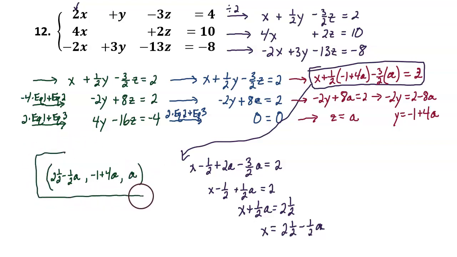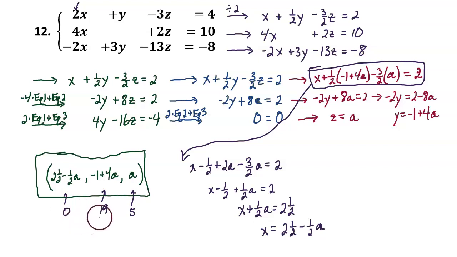I know this is really weird to see an answer like this, but it's describing the infinite amount of solutions to this system, all based upon any number you choose for z would allow you to find the answer for y, which would allow you to find the answer for x. Let's just do one example. Remember, there's an infinite amount of solutions. Let's just find one of them. Let's choose that a is 5. Then the answer for y would be negative 1 plus 4 times 5, which is 19. And the answer for x would be 2.5 minus 5/2. That's 0.